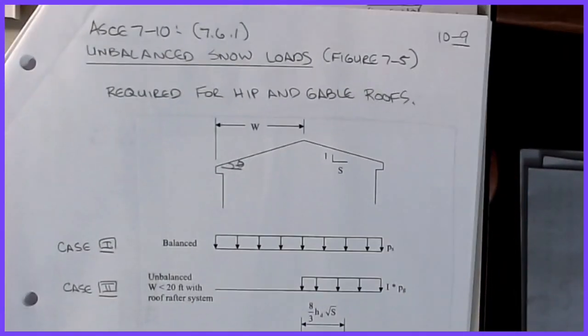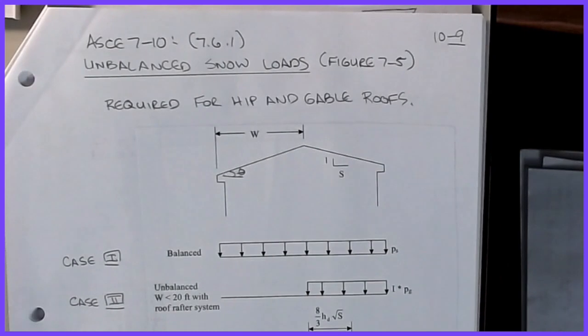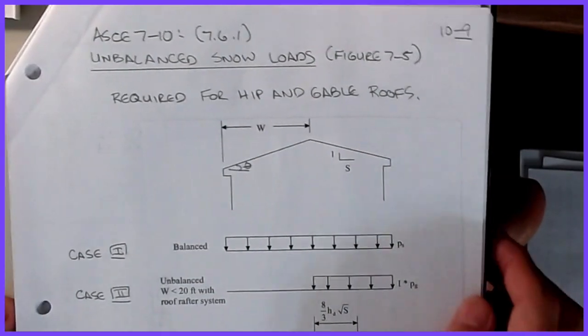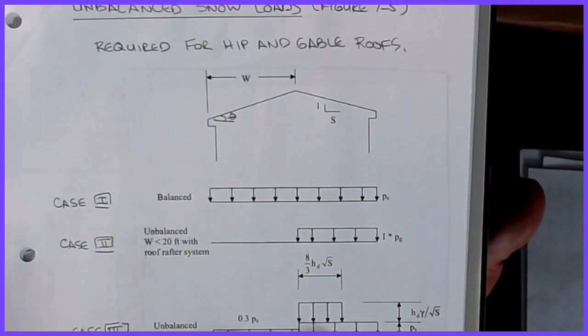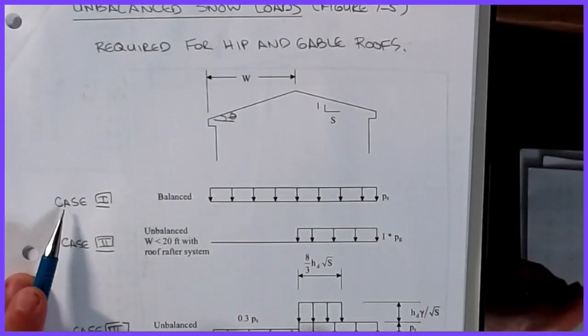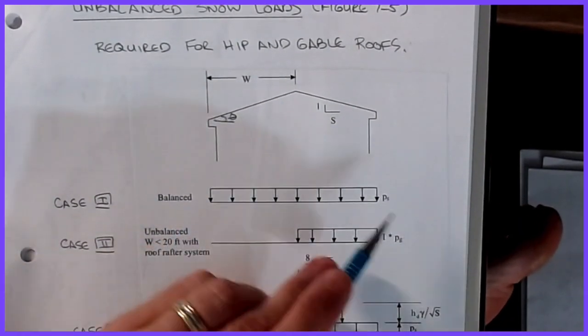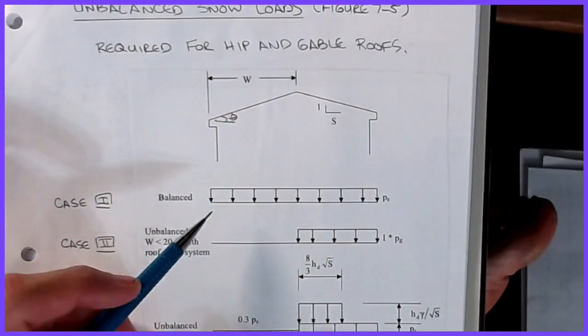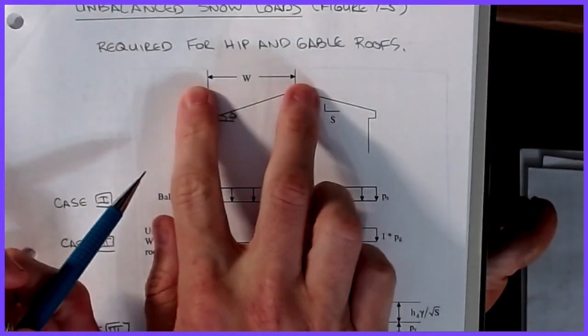Let me go back. There is one other issue that occurs with snow, and that has to do with what we call unbalanced snow loads. Now this is a little bit different than drifting, but at the same time is a little bit similar. On roofs, because that's where snow occurs, we don't load the walls with snow. On the roof, the first case is case one. It's just a balanced load. We're going to use our PS value, and it's applied uniformly over the entire roof area.